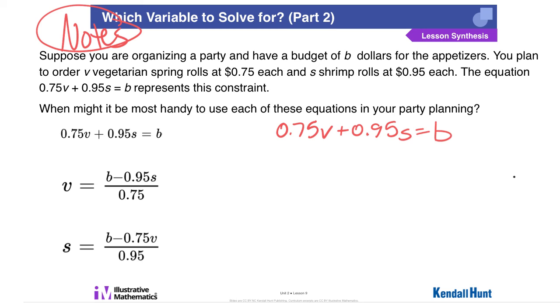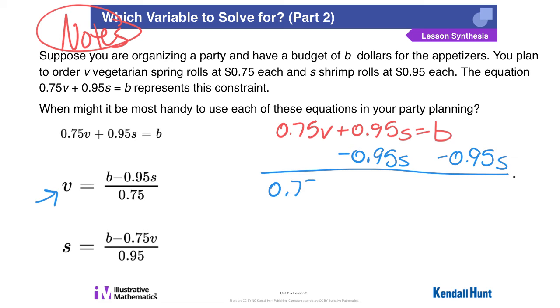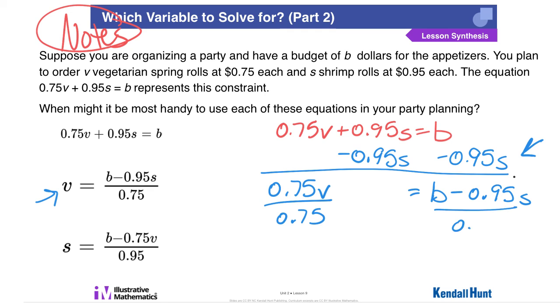So I just want to work through how I would rearrange this equation to solve for V and get this one right here. First thing I would do is subtract 0.95S from both sides of the equation, and I would end up with 0.75V equals B minus 0.95S. There's no like terms that I can combine on this side, so that's all I have. Then I would divide both sides by 0.75, so I end up with 1V, or just V, equals, and here I have B minus 0.95S, all being divided by 0.75.